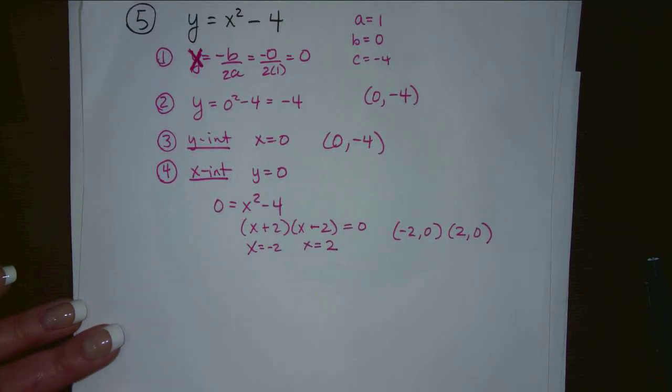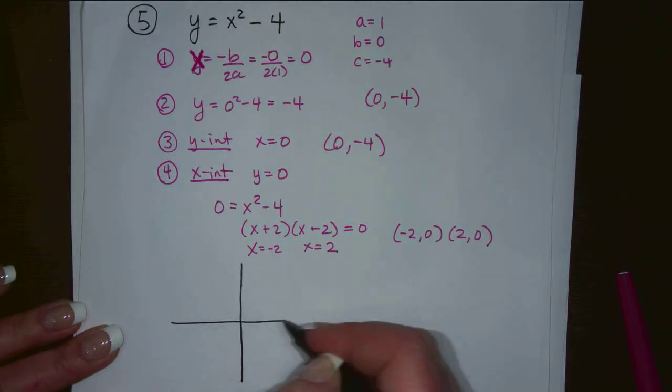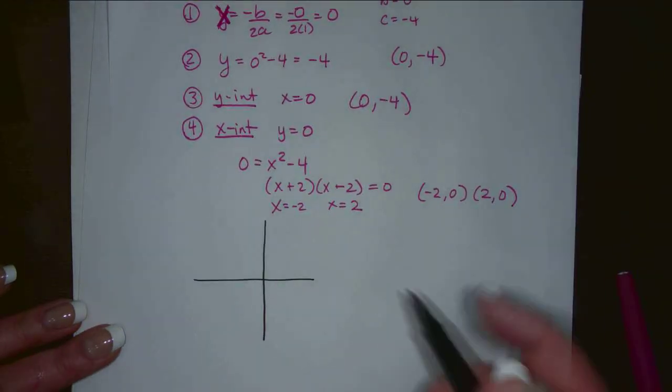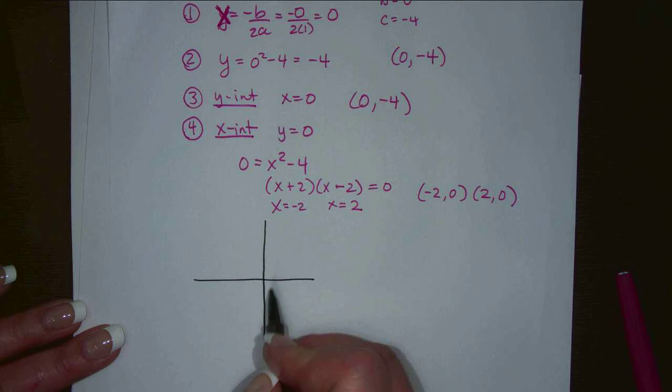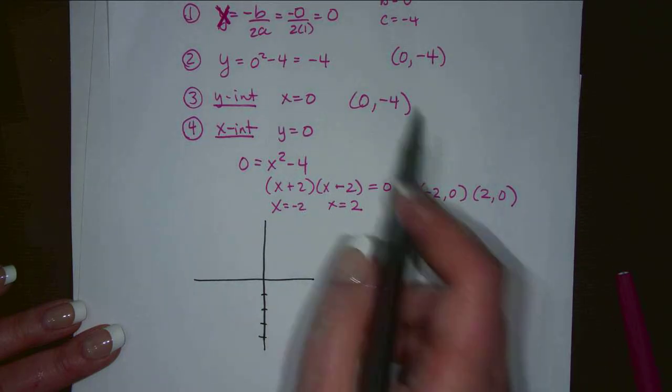So far, so good? That's all we need. As long as you have the vertex, and even one more point will work because the other one's symmetric. But the intercepts, you're going to be asked for those in this class. So we want them to go through the axis in the right place. So our y values go down to negative 4. And our x values 0, plus and minus 2.